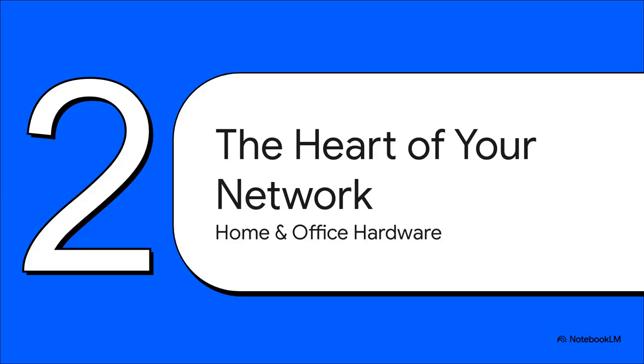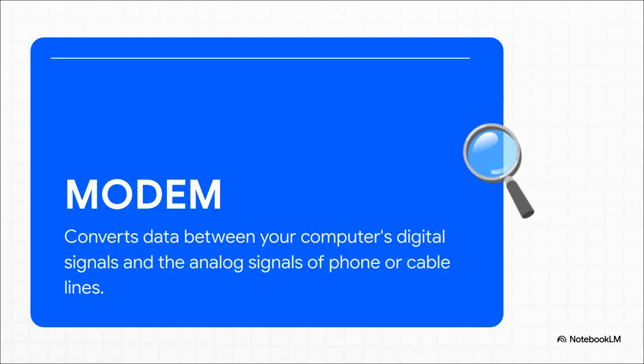All right, let's take one step out from your computer. Now we're looking at those familiar boxes, the ones with the blinking lights in your home or your office. This is the hardware that manages your local network. First, the internet has to actually get into your house, and that is the modem's job. It's basically a translator. It takes the signal from your internet provider's cable or phone line and converts it into a digital signal that your devices can actually understand.